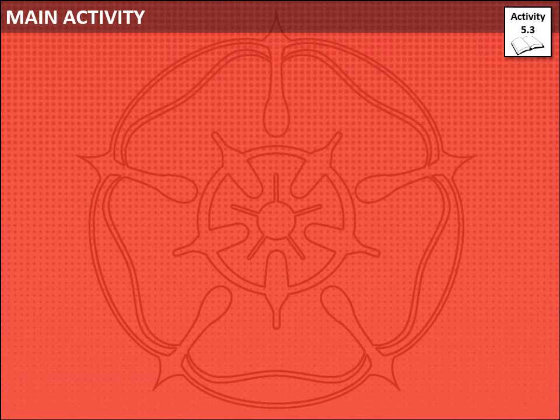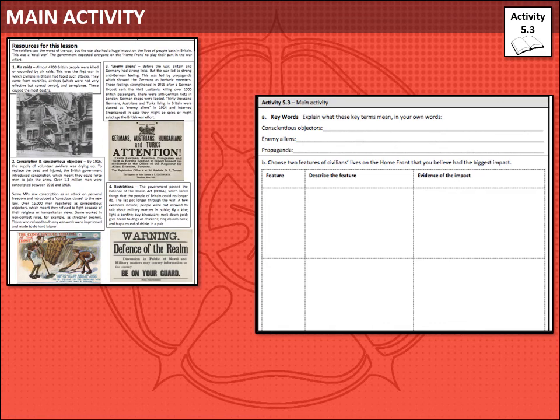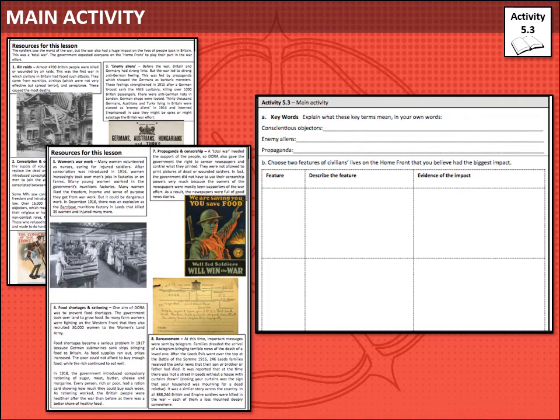So we're now on to our final main activity, okay? So you will see this in your workbook, activity 5.3, and you will need your 2 pages of resources to help you. First of all, what you need to do is explain the key terms in your own words, which is conscientious objectors, enemy aliens, and propaganda.